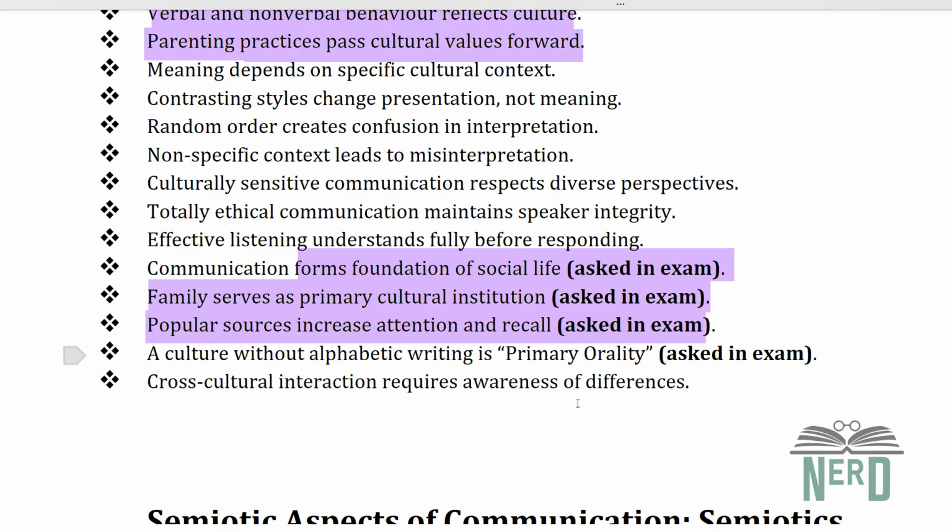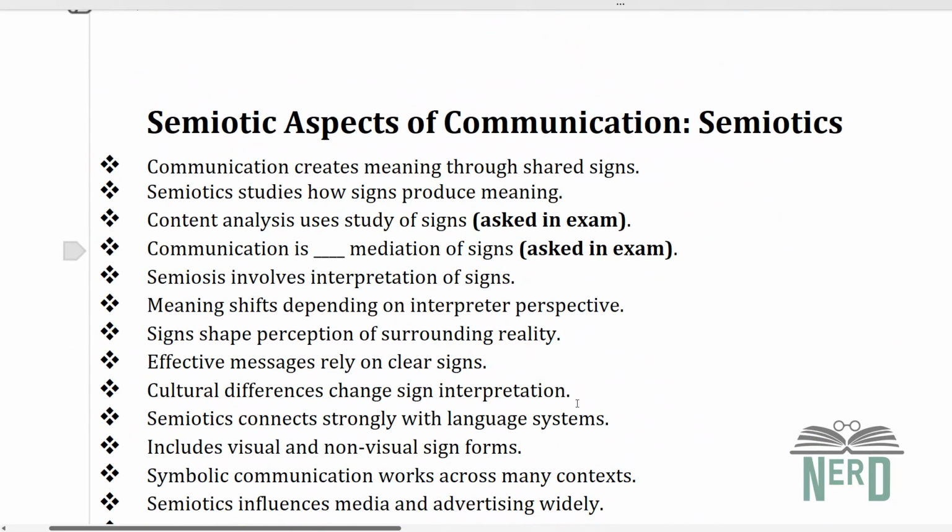Now, in cultural communication, several things affect how messages are understood. Sometimes a specific cultural context defines what a message really means. A gesture that is polite in one culture may be rude in another. A contrasting style may change how a message is presented, even though the meaning stays the same. A random order of ideas can confuse listeners, while a non-specific context may leave room for misinterpretation.